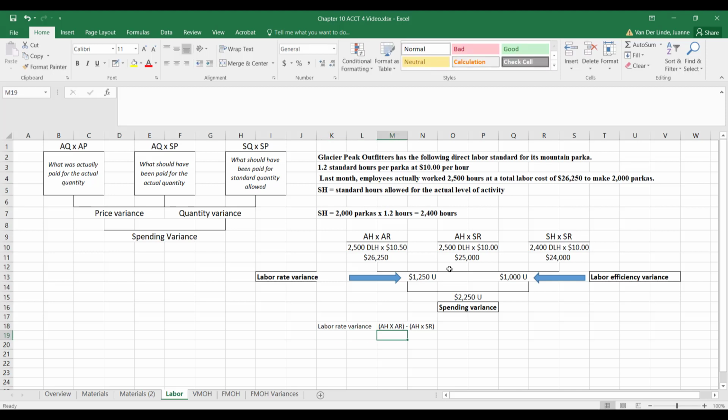Or then I can take out that common component there, which happens to be AH. So I can take that AH times the AR minus SR. So that's the other way that you can find the labor rate variance.